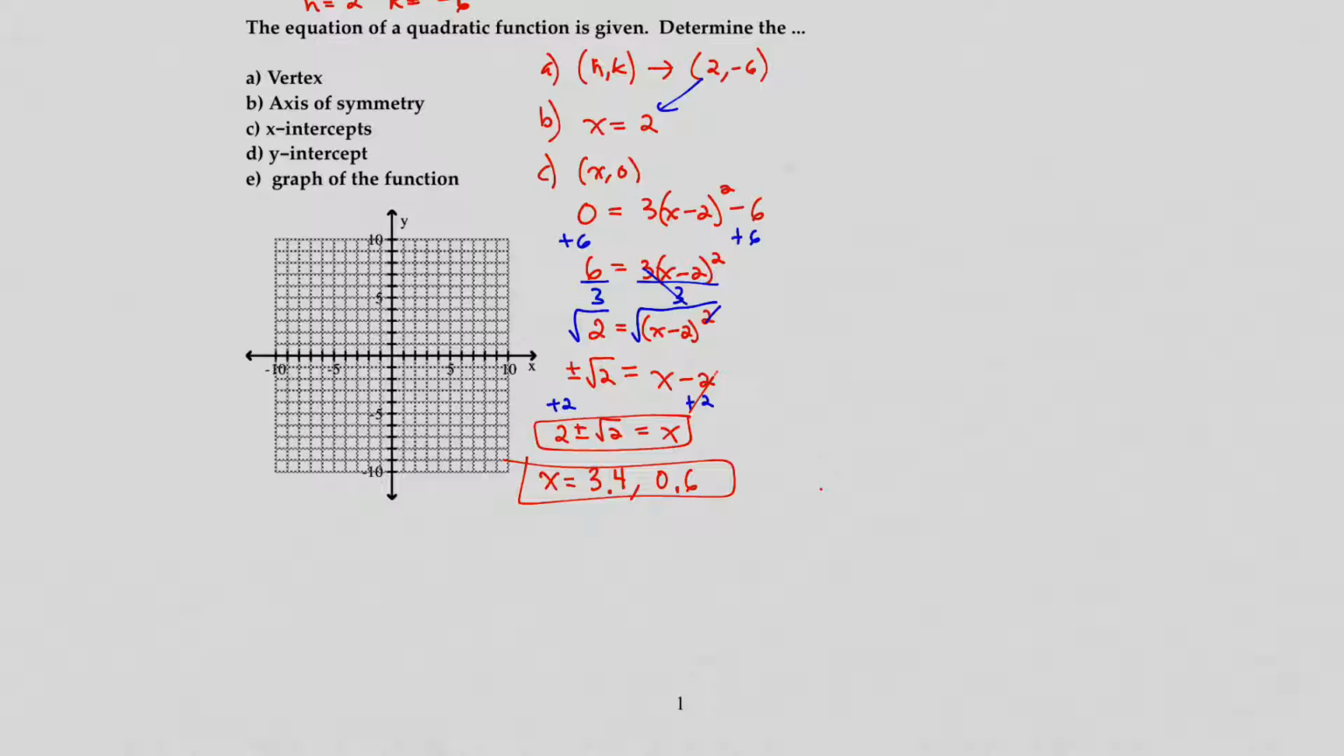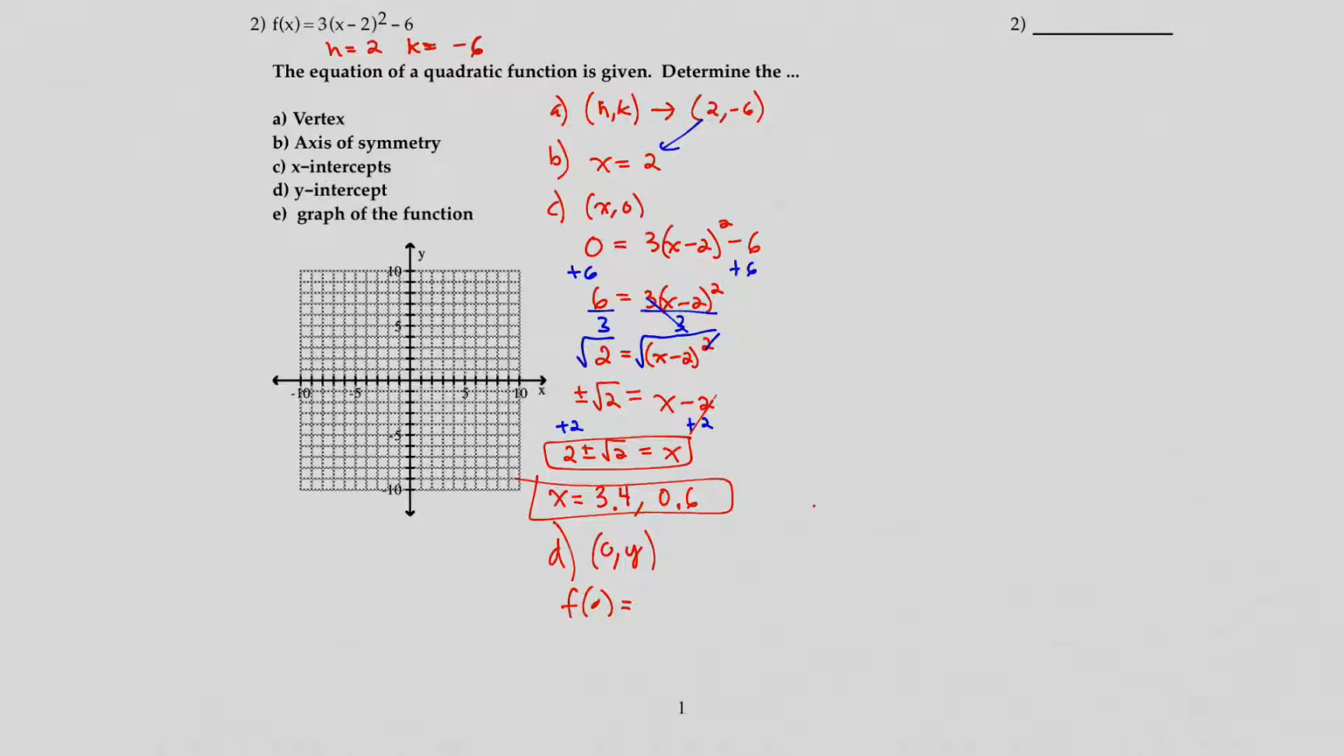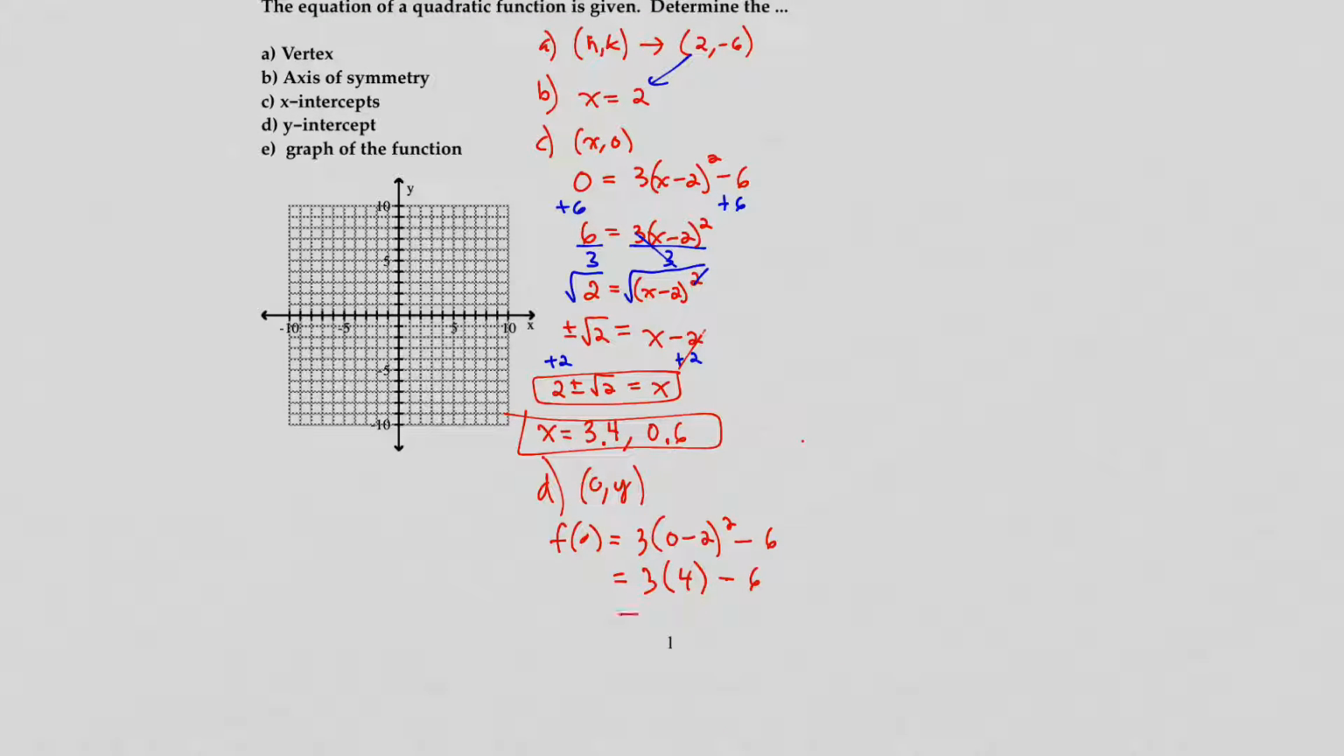So that's A, B, C, and D. The y-intercept, that is, what is y when x is 0? So we're going to just do f of 0 equals 0 minus 2 squared minus 6. So that's going to be 4, and then 12 minus 6 would be 6.